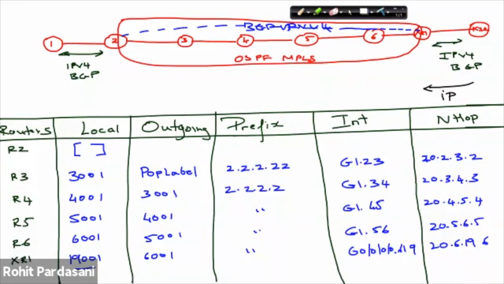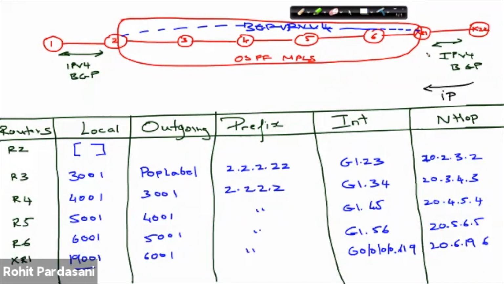Because XR1 receives an IP packet, what does he do? He does a routing lookup, directly a routing lookup. Do I have routes to R1? Yes, learned through BGP. My next hop is 2.2.2.2. To reach 2.2.2.2, I must use IGP OSPF and forward the packet to R6. However, on the link between XR1 and R6, there is MPLS enabled. So I cannot send an IP packet.